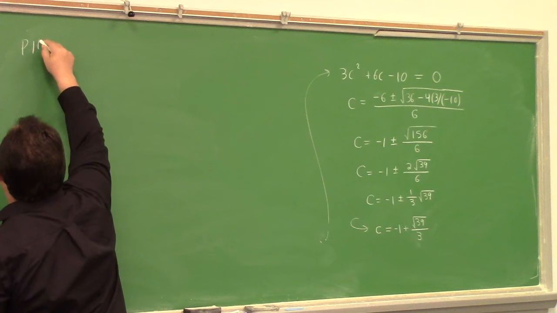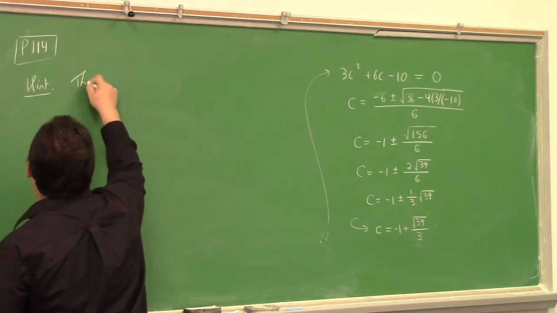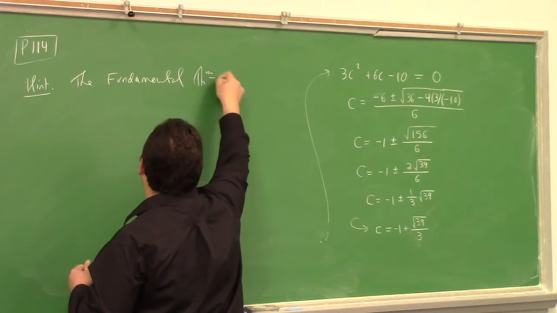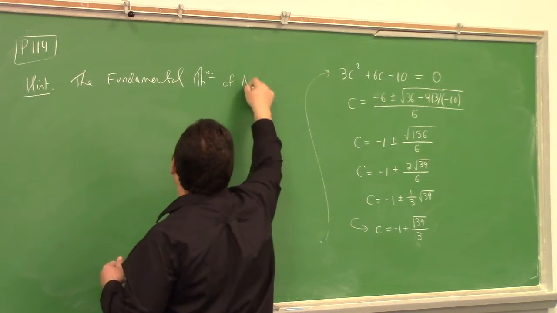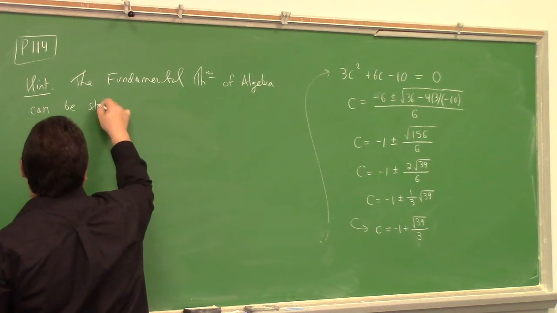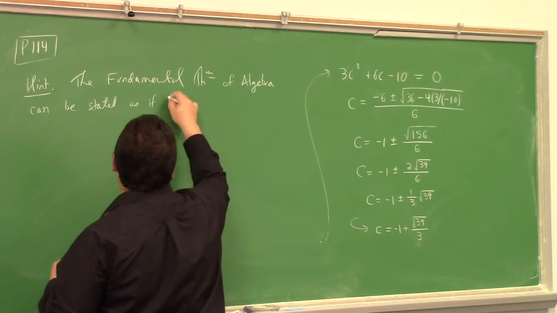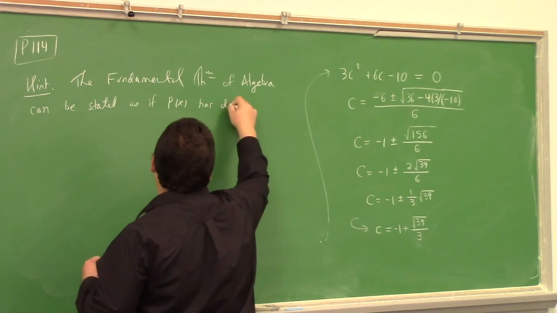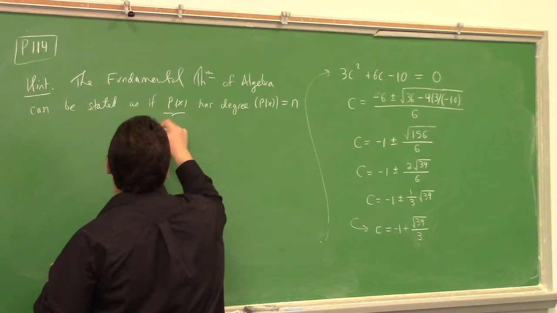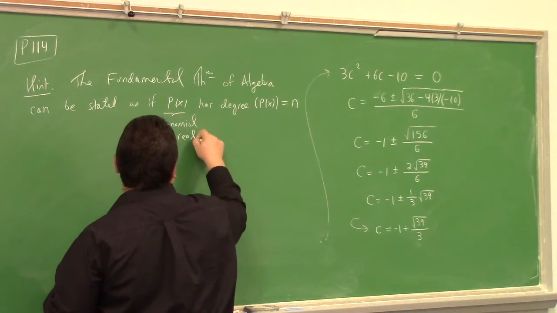For problem 114, here's a hint. The fundamental theorem of algebra can be stated as: if P of x is a polynomial with real coefficients, and the degree of P of x is equal to n.